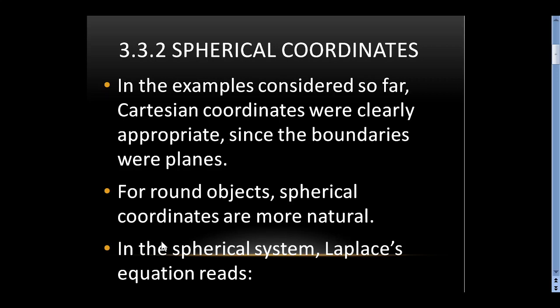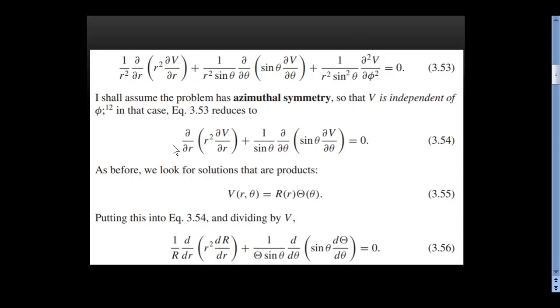In the spherical system, the Laplace equation reads like this. What is the Laplace equation? Del square V is equal to 0. This Laplace equation, either in a Cartesian coordinate system, spherical coordinate system or a cylindrical coordinate system, we have to solve, and we have to find the potential which is a function of its variables, either x, y, z or r, theta, phi. So this del square V equal to 0 is written in a spherical coordinate system like this.